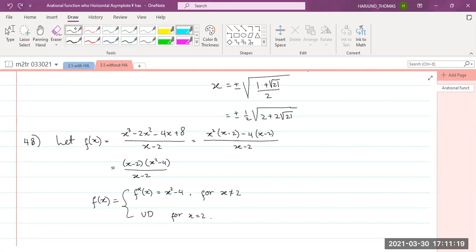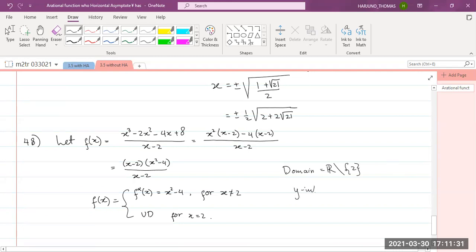Like, for example, what is the domain? The domain will be all real numbers except 2. The y-intercept is (0, -4). The x-intercepts will be supposedly (-2, 0) and (2, 0), right? But 2 is not in the domain. So we have only one x-intercept.